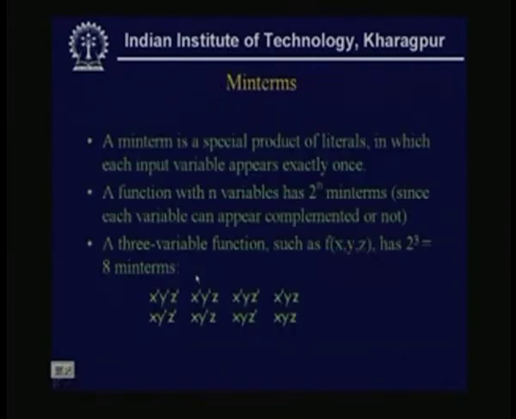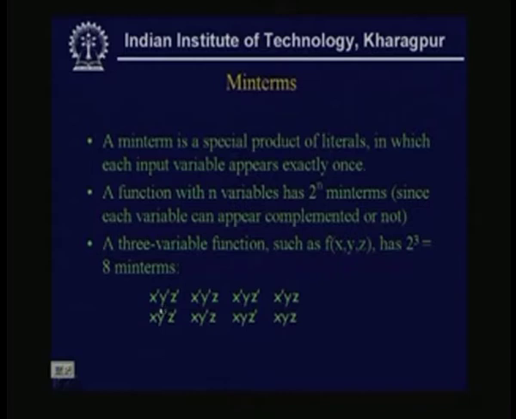Now, already we have defined the minterms. This is a special product of literals in which each input variable appears exactly once. So, a function with n variables has 2 to the power n minterms, as we already read last day. So, for 3 variable functions such as f(x, y, z), these are the minterms.